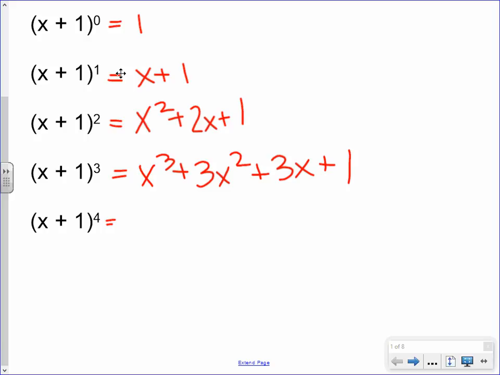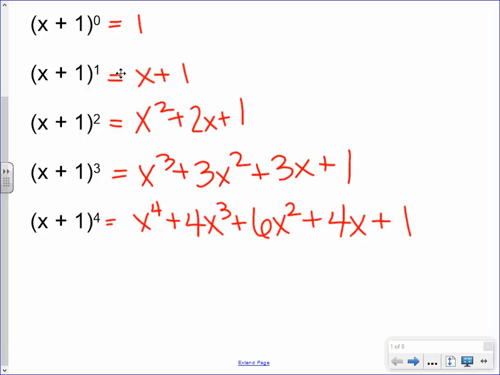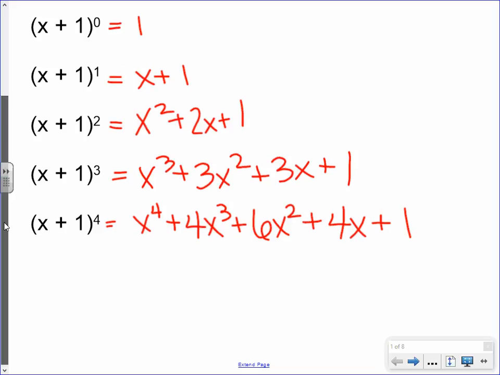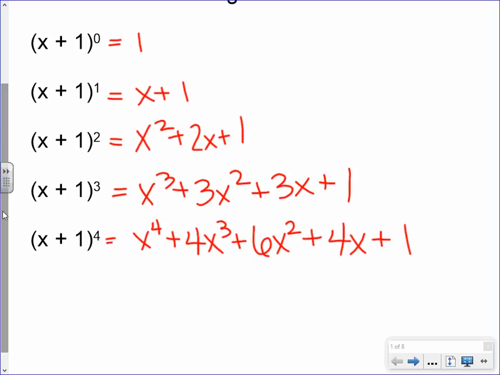Molly, did you get that one? Not yet. Still working on it. Okay. Kelsey, did you get that? What did you get? I have x to the fourth plus 4x cubed plus 6x squared plus 4x. Molly, are those sounding okay? Yeah. Okay. All right.